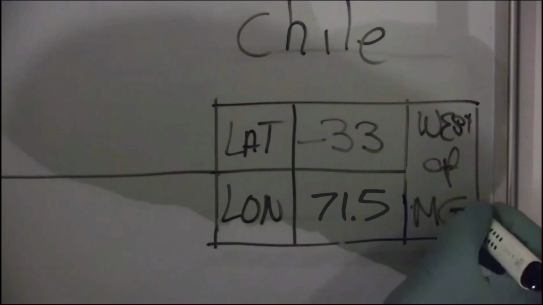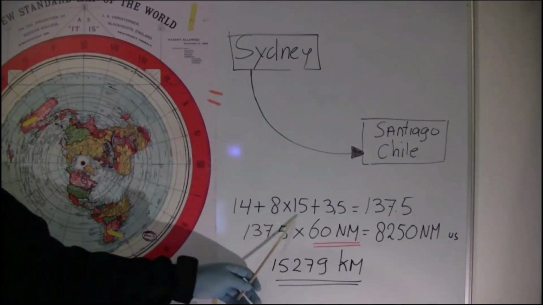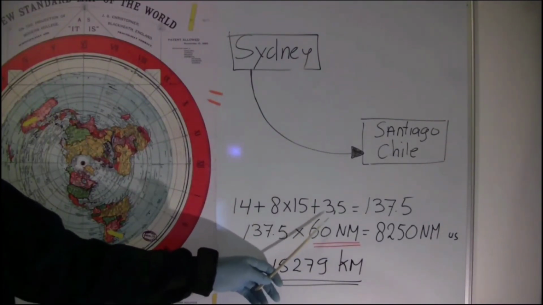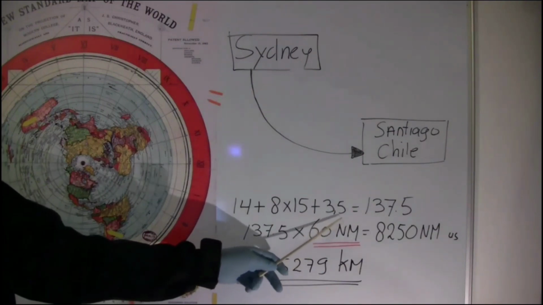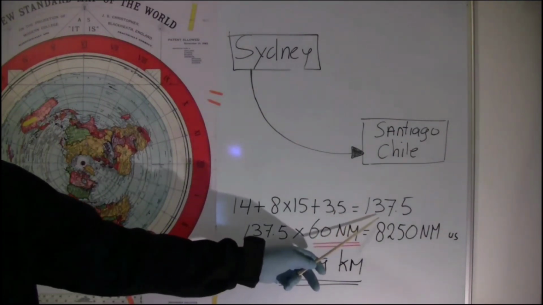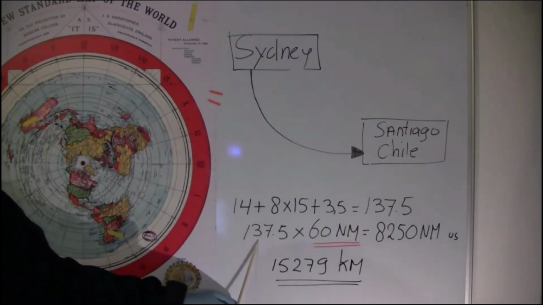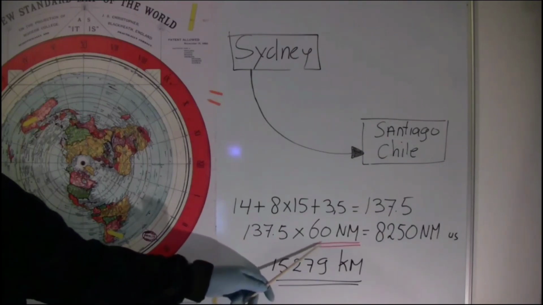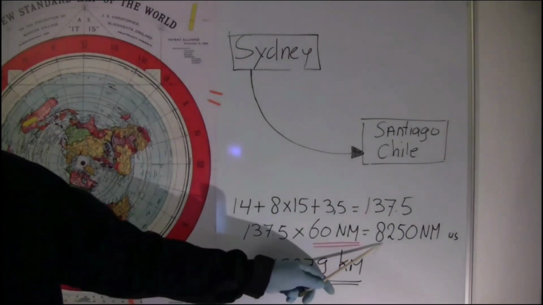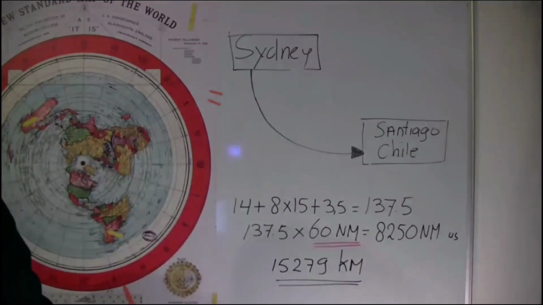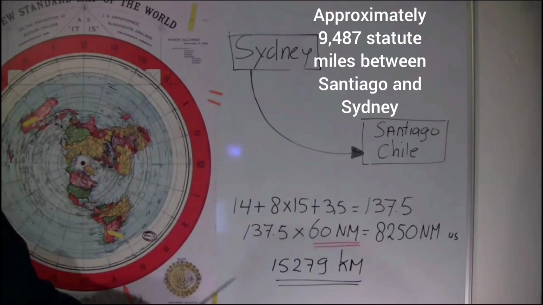So 71.5 west longitude. So we have 8 full longitudes. So 8 times 15 degrees is 120. And then from Santiago, we have 3.5 left over. And then for Sydney, we have 14. So altogether, that's 137.5 degrees times 60 nautical miles is 8,250 nautical miles to do flat earth circumnavigation between Sydney and Santiago. That's roughly 15,279 kilometers. So it ain't no 30,000 miles.